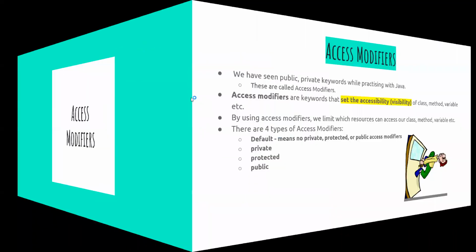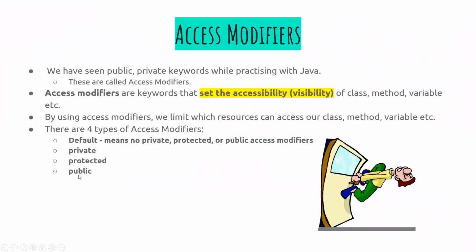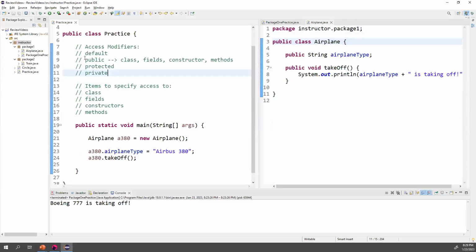All right, so we have 4 different access modifiers. We have public, protected, private, and default. Default itself is not a keyword. It's actually the absence of any of these other 3. So if you don't have public, protected, or private, in that case, that's default. All right, so these are the 4 access modifiers that we see here.